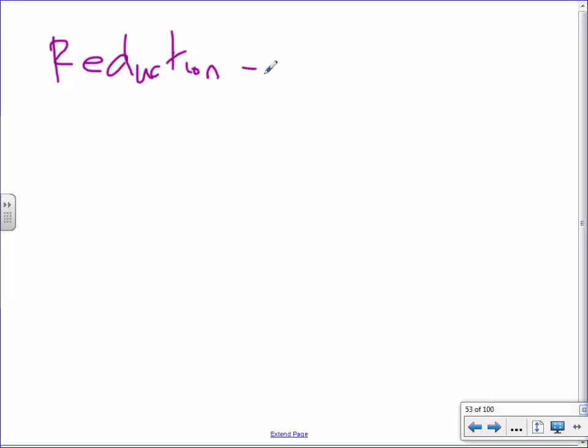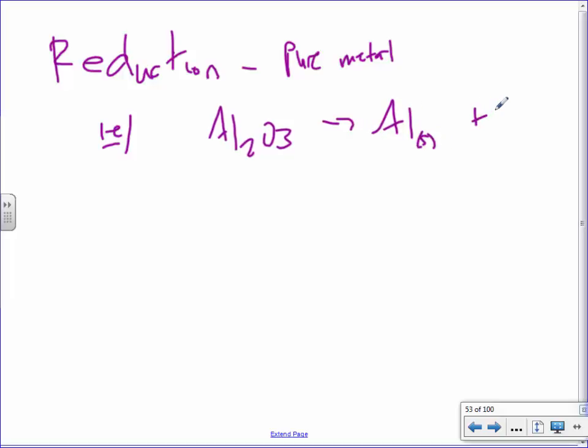Does anybody remember the historical definition of reduction from thousands of years ago? When you reduce something, what did it mean? Yeah, fantastic. Turn into a pure metal. An example would be Al2O3. If I turn it into Al solid plus some oxygen gas, that would be known as the reduction of aluminum, where you take an ore, O-R-E, of a metal and you try to refine it. You recall that? And then the opposite of reduction was oxidation.